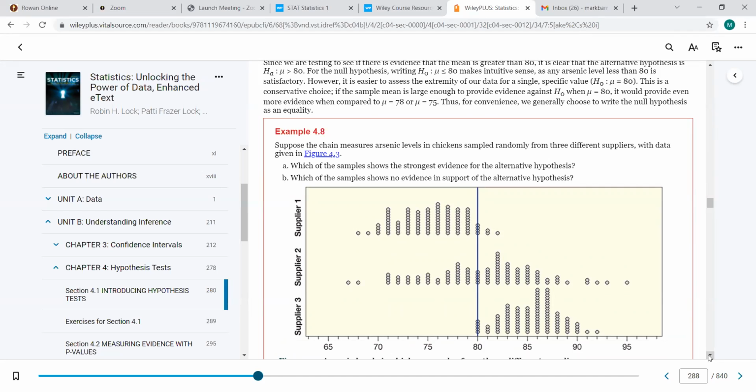Notice that every little circle there represents a chicken in the sample. Notice that the smallest amount of arsenic are those 4 chickens right at 80. All the rest of them have greater than 80. Which one provides the least amount of evidence to reject the null hypothesis? Is it supplier 1 or supplier 2?